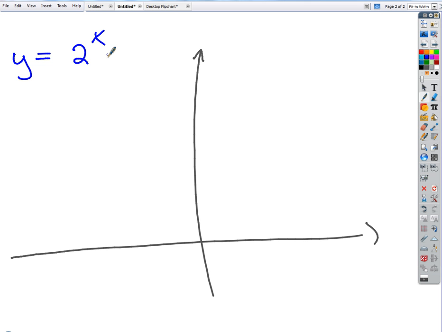If we compare that to y equals A times b to the x, what are the values of A and b here? A is 1, isn't it? Because that's the number that's being multiplied by the power. So A is 1, what's b? 2. Okay, so what does A represent? We said A is the y-intercept. That's the initial value.